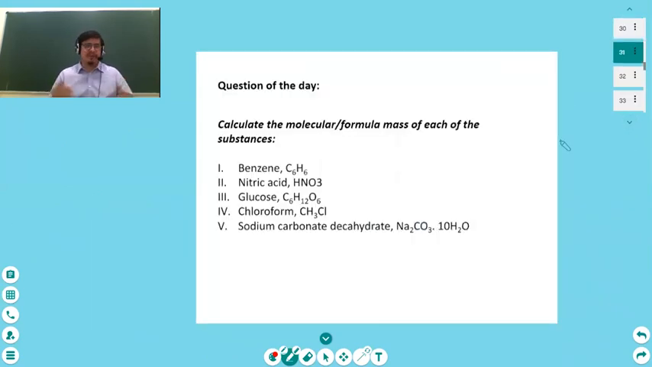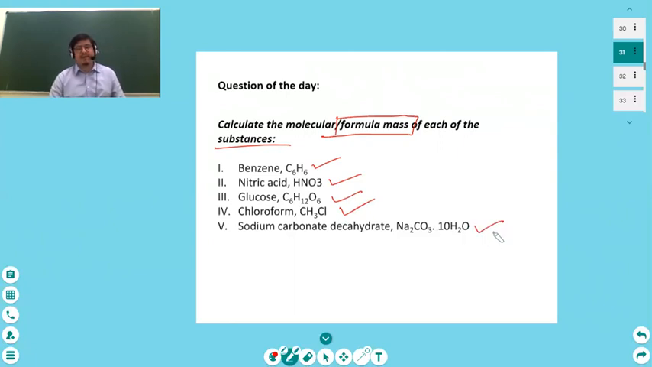And the question of the day, this will be homework for tomorrow. Calculate the molecular mass. Formula mass basically we use for ionic compounds, so it means the same. Find the molecular mass or formula mass of each of the substances. Benzene is an organic compound, C6H6. Nitric acid, HNO3. Glucose. Chloroform, CHCl3. And sodium carbonate decahydrate.